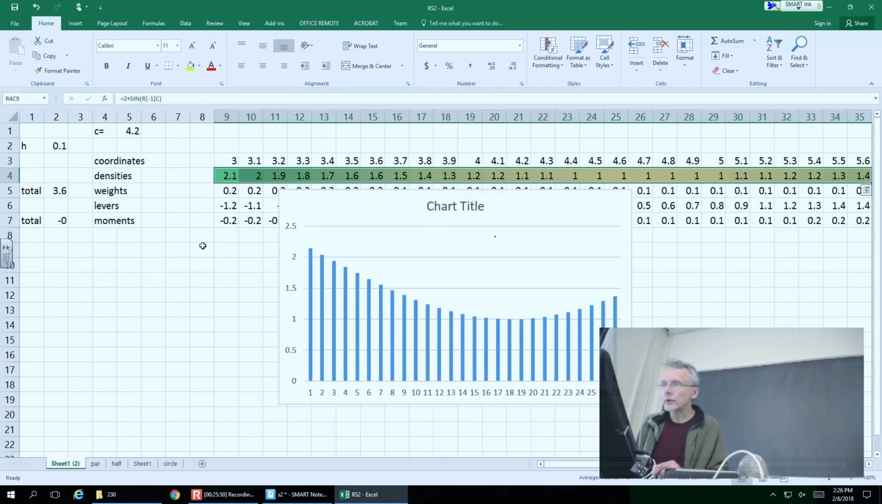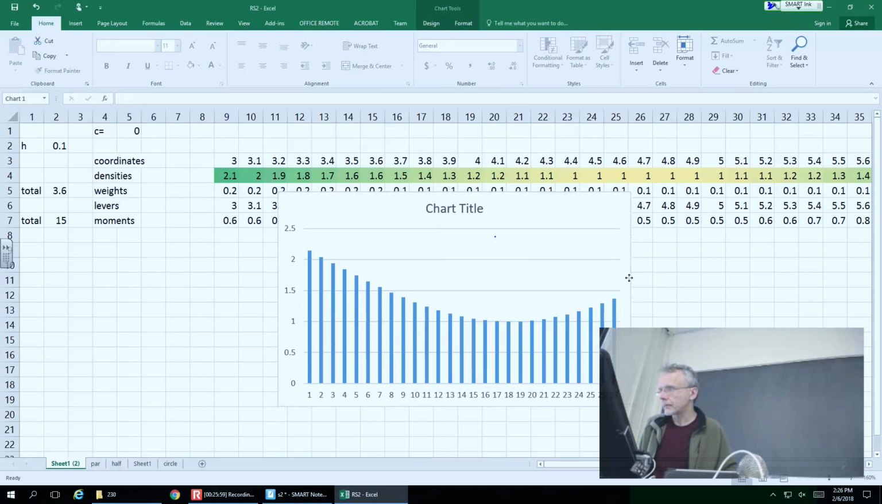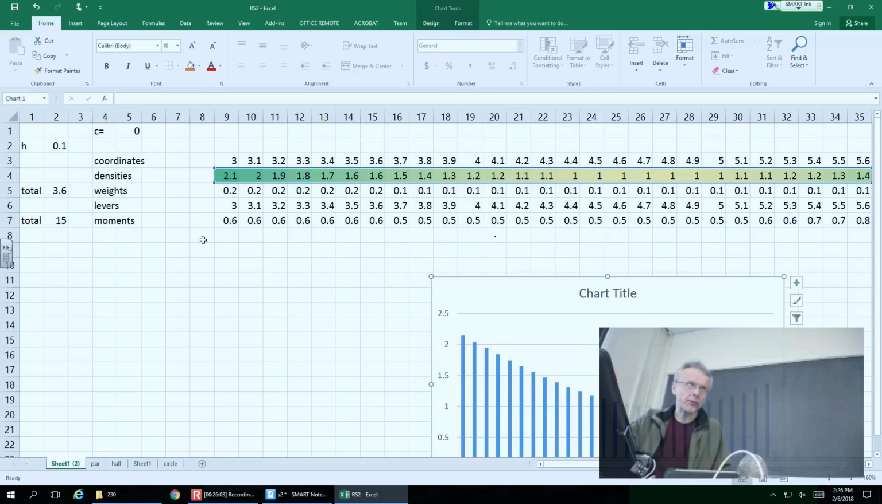Okay, so what I'm going to do is put C0. And so then certainly it's not balanced anymore, because as you can see the whole rod starts at 3, so it cannot possibly be balanced. The weight is the same, the total moment is 15, and then the formula is, well, we just saw this formula.